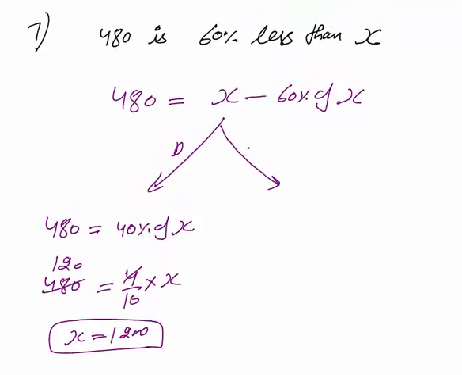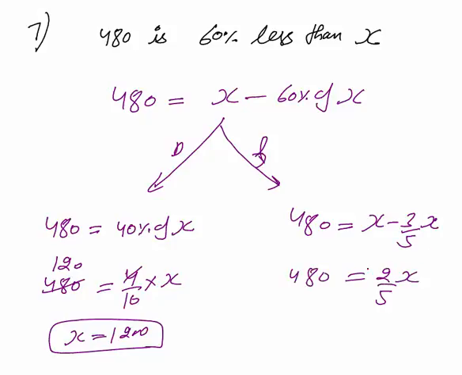Now fraction, simply you can calculate. 480 is x minus 60%. 60% is 3/5 x. So x minus 3/5 x is 2/5 x. This is equal to 480. This is 240. So x would be 240 into 5, cross multiply. Answer will be 1200.